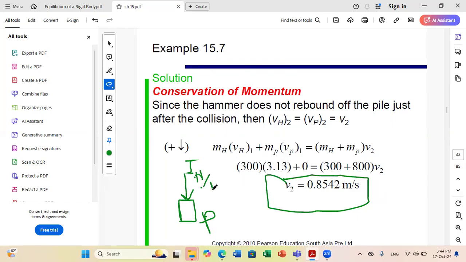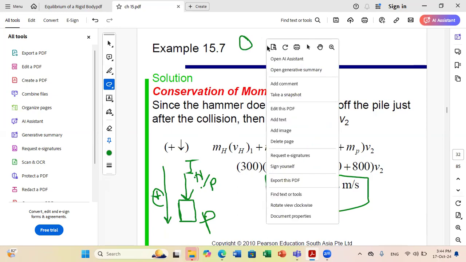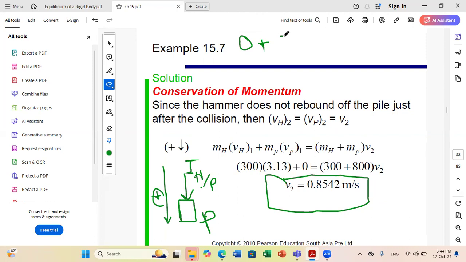If you consider the positive downward direction and you now apply the principle of impulse and momentum on the pile, you can write: initially it was at rest, so 0, plus the impulse of the hammer on the pile, impulse of H on P, equals the mass of the pile times the final velocity of the pile. So in this equation, the only unknown is the impulse. You can get the impulse, okay?